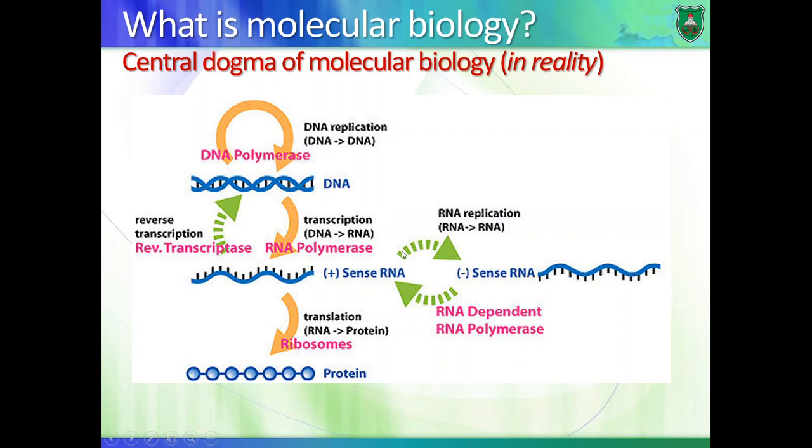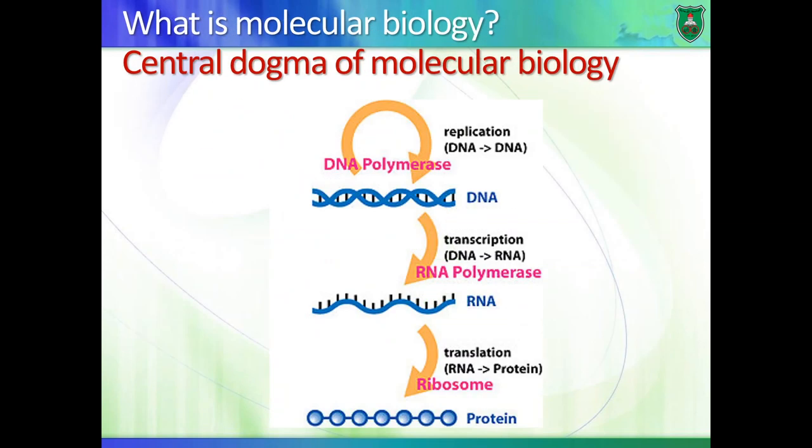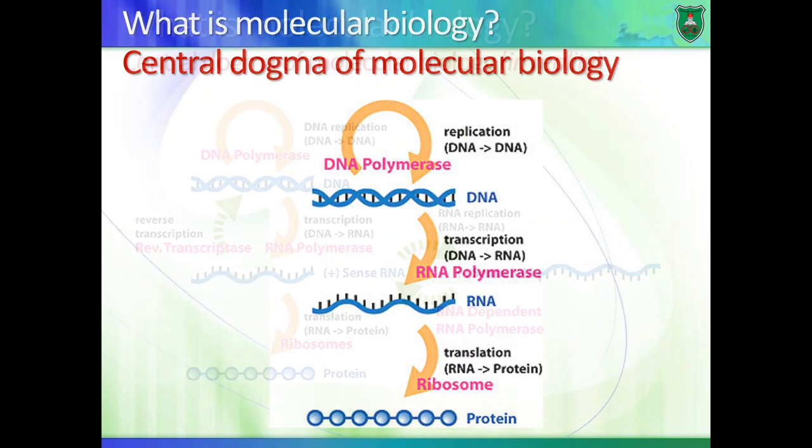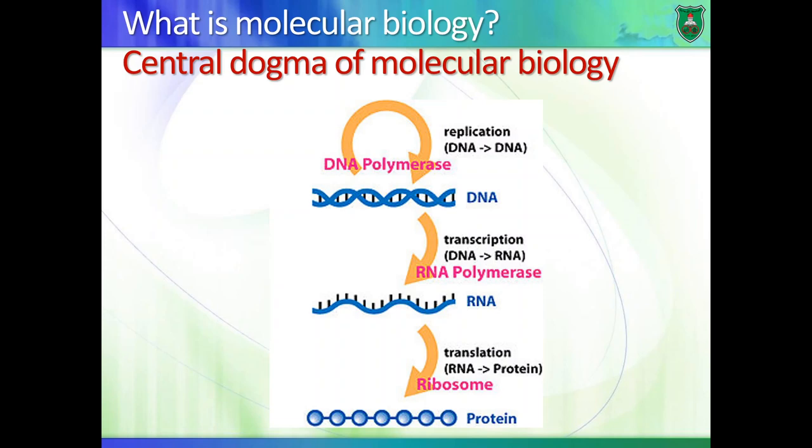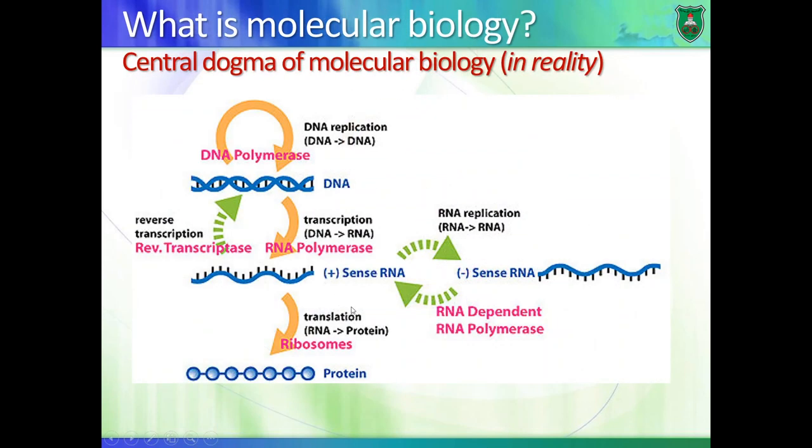Now, the basic process takes place in our cells: DNA replication, transcription, and translation. The additional processes, that is, making DNA out of RNA or making a copy of RNA from an RNA, take place mainly in viruses.